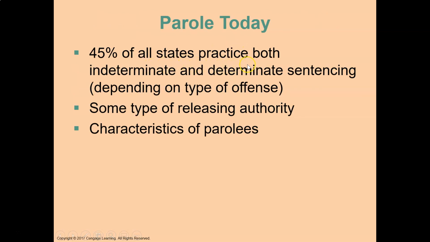Parole today. 45% of all states practice both indeterminate and determinate sentencing. Now, if you've taken my other classes, certainly Intro to Corrections, Crim 20, we've talked a lot about it, but an indeterminate sentence is something like 25 to life. The end of that sentence has not been determined. We know that he will be in for at least 25 years, but we don't know when the end of that sentence will be. It could be life. It could be 30 years. We don't know. If someone's in for 3 to 5 years, we know the end of that sentence. Absolutely positively, 5 years, he will be out. The end has been determined.